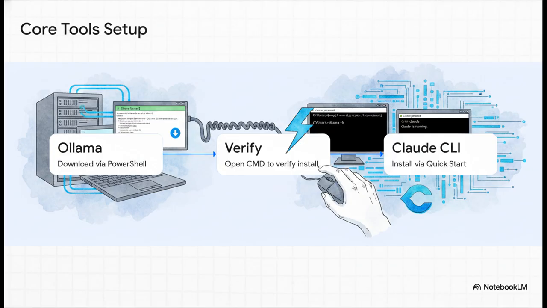First up, you'll head over to Ollama.com. You can download it directly from there, but using PowerShell is highly efficient. You just paste the command and let it download. Then, you verify it by opening your command prompt, or CMD, and typing ollama -h. Now, a quick troubleshooting tip for you here. If CMD throws you an Ollama command not found error, don't panic. Simply close the window, restart your computer, and try it again. It usually clears right up.